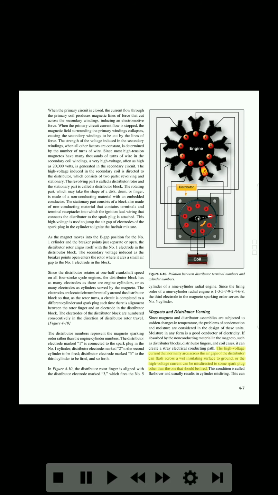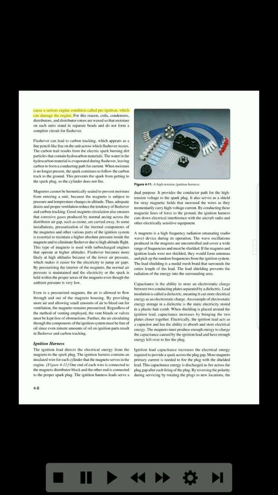The high voltage current that normally arcs across the air gaps of the distributor can flash across a wet insulating surface to ground, or the high voltage current can be misdirected to some spark plug other than the one that should be fired. This condition is called flashover and usually results in cylinder misfiring. This can cause a serious engine condition called pre-ignition, which can damage the engine. For this reason, coils, condensers, distributors, and distributor rotors are waxed so that moisture on such units stand in separate beads, and do not form a complete circuit for flashover.